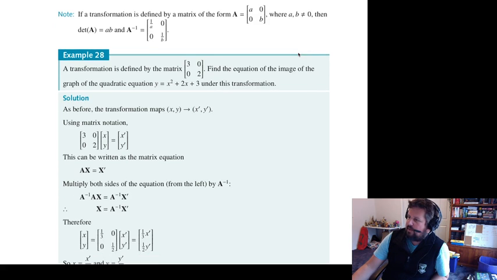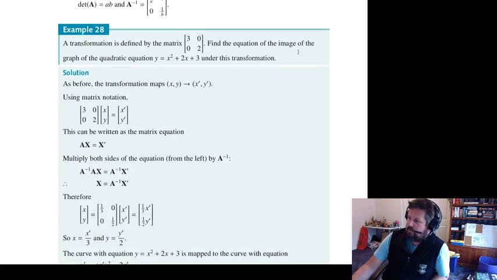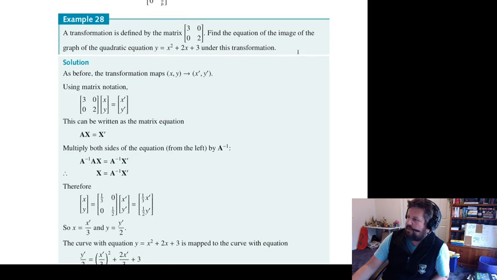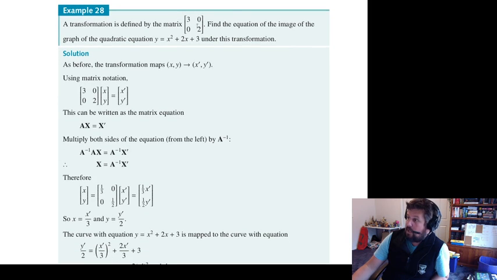So that's a bit of a shortcut there. It says worked example number 28. We've got a matrix defined like just above. It says find the equation of the image of the graph, the quadratic equation under this transformation.